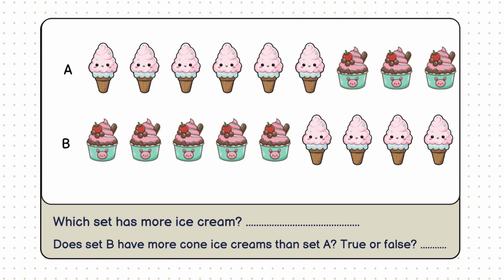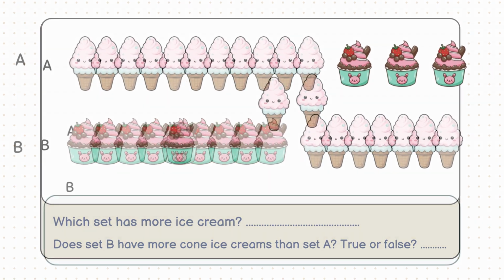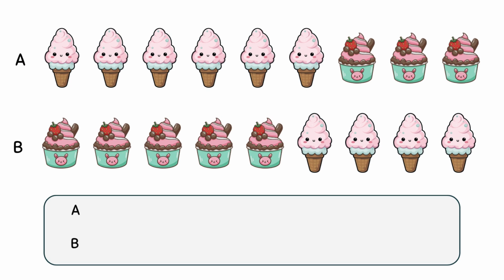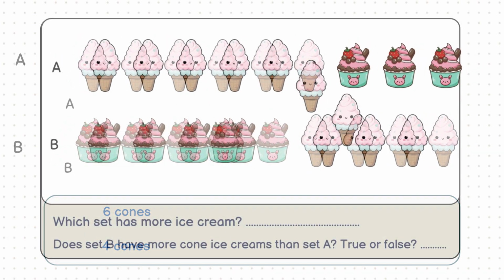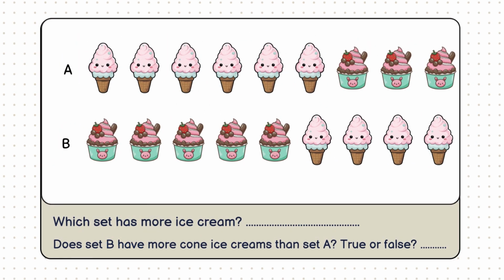Now, let's check out the next question. Does set B have more cone ice creams than set A? Let's count the cones. Set A has 6 cones, and set B has only 4 cones. So, is it true that set B has more cone ice creams? Nope, that's false. Set A has more cone ice creams because 6 is greater than 4. Awesome work.